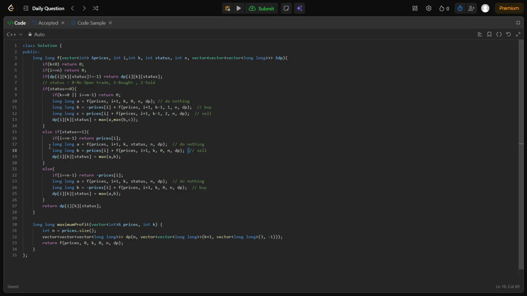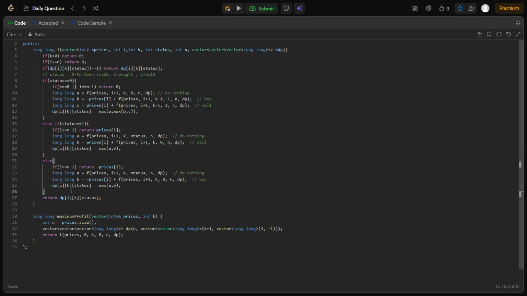And these things are self-explanatory. If we are not doing anything, the status remains the same. There is no change in the number of transactions remaining, and we move to the next element. Similarly, if we sell, we move to the next element, and we add prices[i] to our pocket, and the status becomes zero because there is now no open trade going on, and we return the maximum of these two. And similarly, for the short selling case, you can look here.